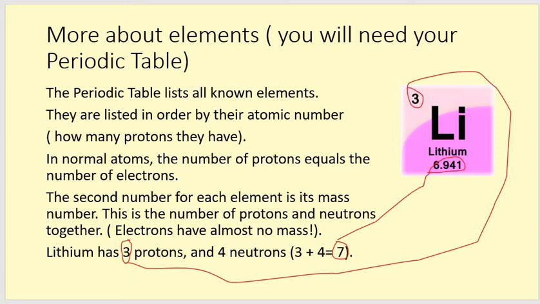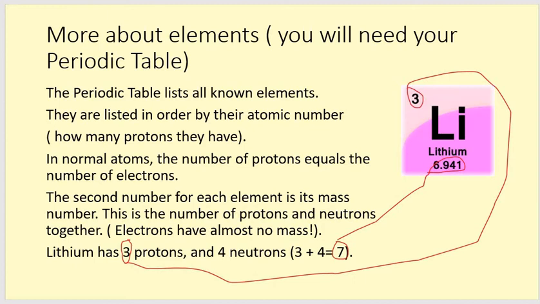The second number down the bottom is a bigger one, that's the mass number, easy to remember, the mass number is massive. That's the number of protons and neutrons together. That makes up the mass of the element. Electrons are there as well, but they have almost no mass. Obviously, they have some mass, but it's so small it doesn't affect the overall mass of an atom.